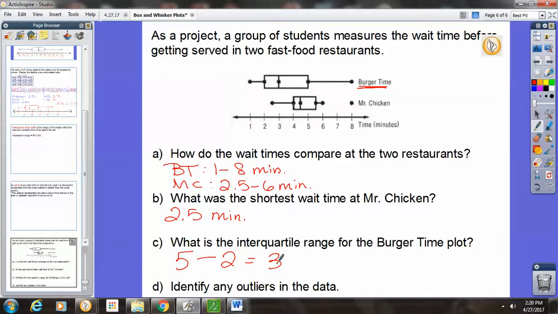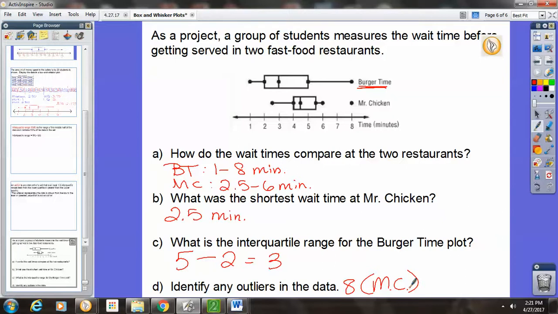D says identify any outliers in the data. This should be pretty obvious. What's the outlier? 8. This right here from Mr. Chicken. Say MC for Mr. Chicken, so we know this with that plot.